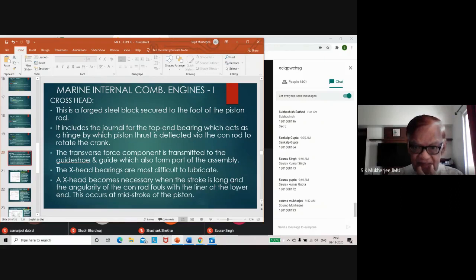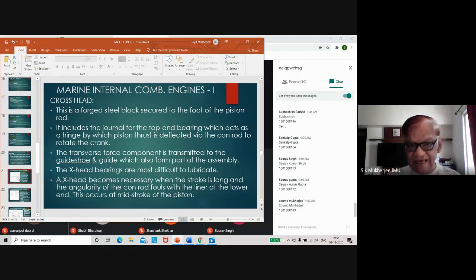A crosshead becomes necessary when the stroke is long and the angularity of the conrod fouls with the liner at the lower end. This occurs at mid-stroke of the piston. Why at mid-stroke? Because at mid-stroke, the bottom end bearing is at the maximum diametrically horizontal position. If you see the crank throw rotation, it is a circular rotation. What is diameter vertically is also the diameter horizontally. So when the piston is at mid-stroke, that angularity is at the maximum because the bottom end bearing is out from the center line to its maximum on the circular path of the crank throw. So that is the time when the angularity of the connecting rod will foul with the cylinder liner if there is no crosshead. That is why you have a crosshead.